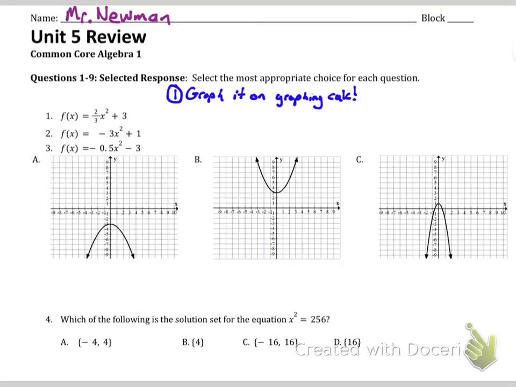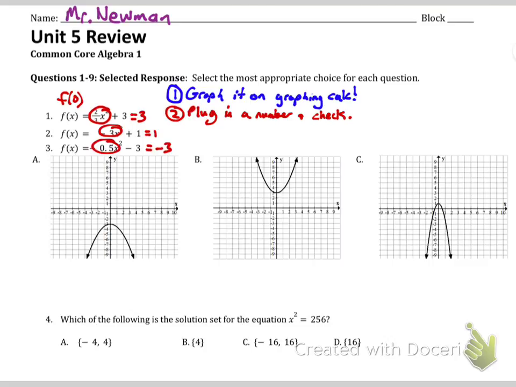This first one, you can graph those on a graphing calculator. So type each of those into y equals, and you get 3 graphs, and you can match which is which. If you don't have a graphing calculator, or you don't feel comfortable doing that, you can plug in a number and check. So for example, if you plugged in 0, f of 0, then that whole first thing would be 3, because 0 squared is 0, and 2/3 times 0 is 0. The second whole thing would just be 1, and the third equation would just be -3. On the graph, you can see those points are at -3, 3, and 1, so you can just match which is which. So we have B, C, and A would be the order of those.